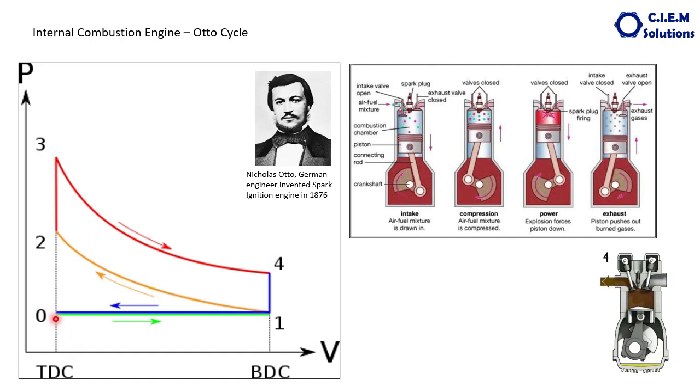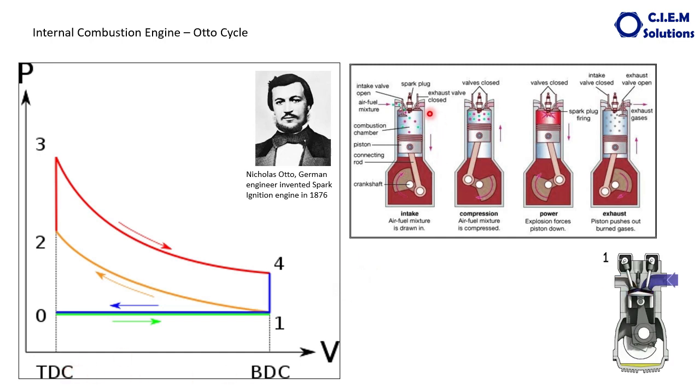0 to 1. For an easy understanding, I am explaining the process in a 4-stroke engine. There are 2-stroke engines that work with the Otto cycle also, but for easy understanding, I am explaining the sequence of the Otto cycle in a 4-stroke engine. The first sequence, the volume and pressure both are 0 here. 0 to 1 is the traveling of the piston from TDC to BDC.